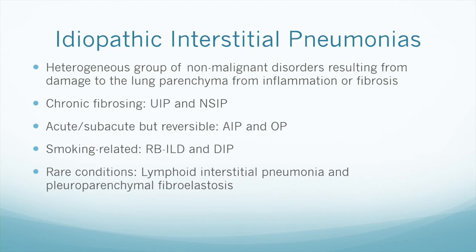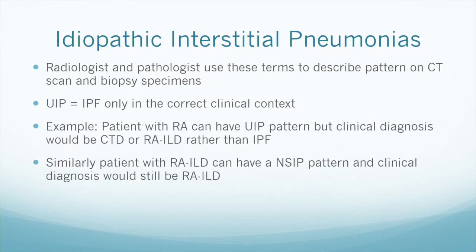We have acute and subacute but reversible conditions, including acute interstitial pneumonia and organizing pneumonia, smoking-related RB interstitial lung disease, and desquamative interstitial pneumonia, and then we have our rare conditions, LIP and pleuroparenchymal fibroelastosis, which we'll skip over today. But terminology is where things can get a little confusing, especially if you read our notes for these patients. Radiology and pathology use all of the terms of the alphabet soup that I just went over. They use the terms to describe the CT pattern and potentially the biopsy specimen that we request.